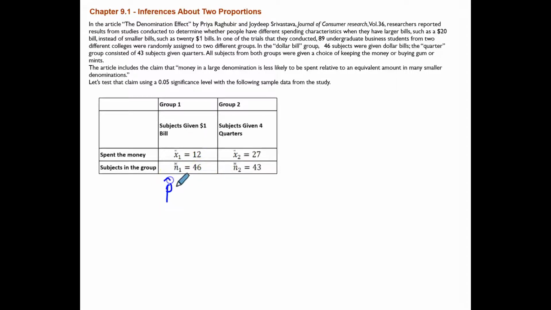So let's find the sample proportion of the first sample and the sample proportion of the second sample. Remember, p hat is equal to x over n. 12 over 46 is equal to 0.26, and 27 over 43 is equal to 0.63. We can see that the first sample proportion is smaller than the second sample proportion. Let's test if the difference is significant.